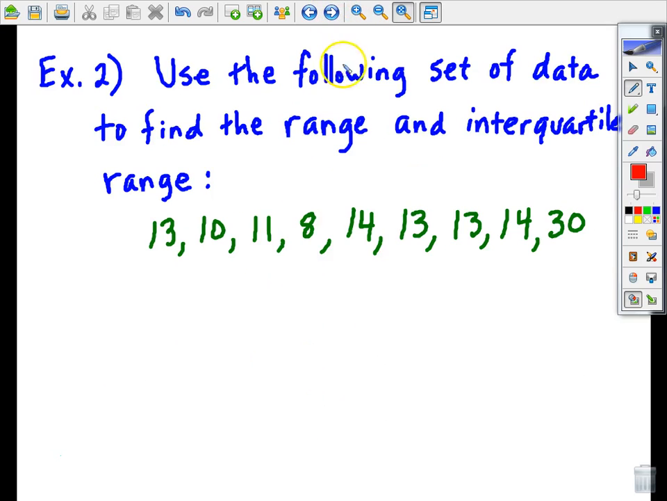All right. Let's try this one. We just had the class do this one on their own to see who can get it right. So we'll just work through this one together. The first thing we have to do, of course, is to order the numbers, put them in lowest to highest order. So we'll start with 8. I notice we have 10. We have 11. Looks like we've got 3 13s.